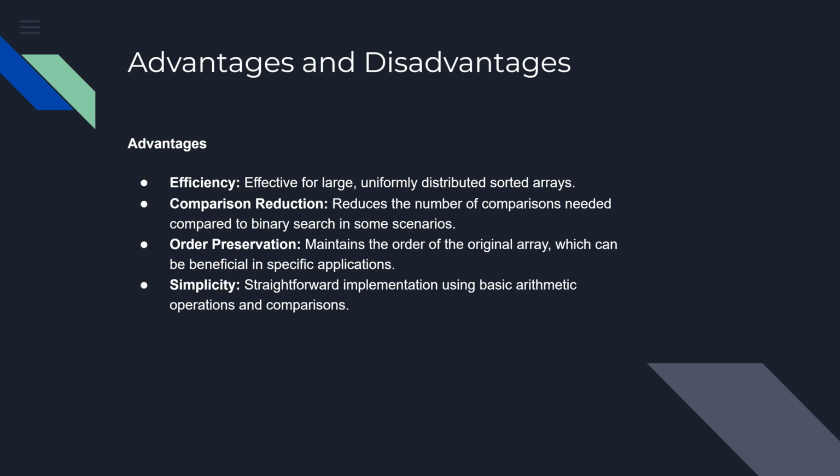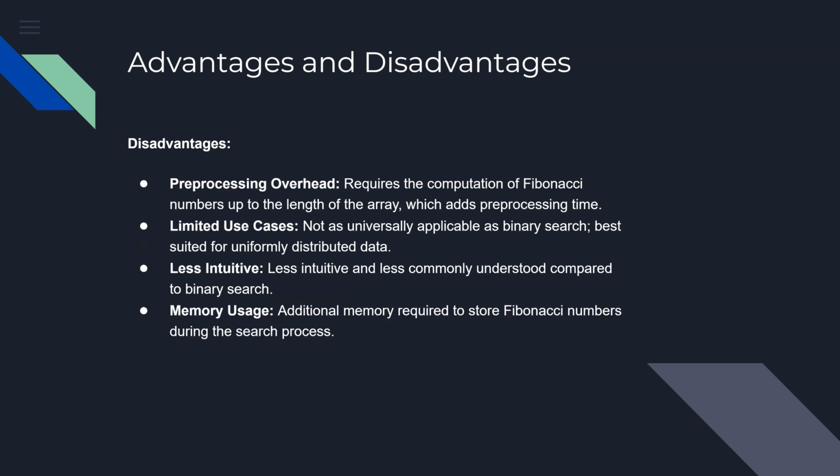So let's go over the advantages and disadvantages of this search algorithm. Some advantages are its efficiency. It's very effective for large, uniformly distributed sorted arrays. Then there's comparison reduction, so it reduces the number of comparisons needed compared to binary search in some scenarios. There's also order preservation, and it maintains the order of the original array, which can be beneficial in specific applications. And there's also simplicity, a straightforward implementation using basic arithmetic operations and comparisons.